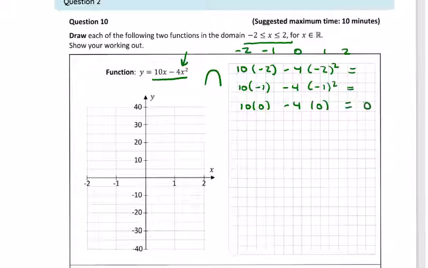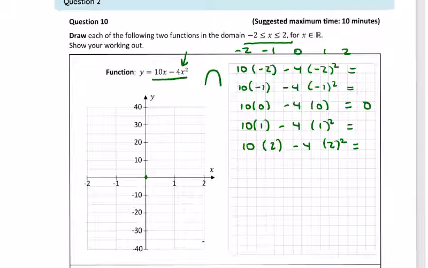That's easy enough. It's going to be equal to 0. So the point 0, 0 is on this graph. Then we have 10 by 1 minus 4 by 1 squared. We should also see symmetry on this graph. 10 by 2 minus 4 by 2 squared. So you just use your calculator and then replace the -2 with -1 and 0 and 1 and 2. Write out all your answers.